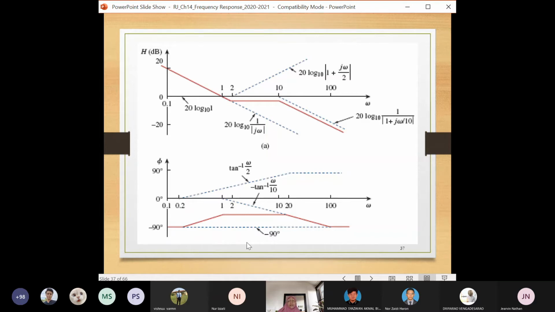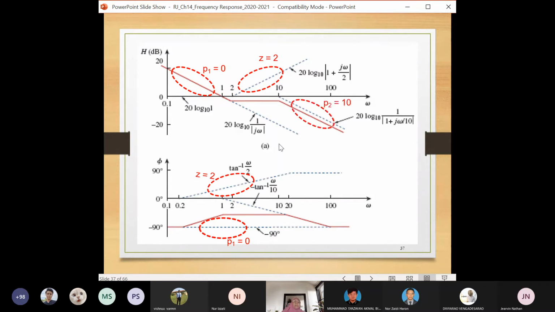So it's 11 o'clock already, I stop here. Here you see the poles. Before, I have some animation here for the poles, for the magnitude and phase plot.